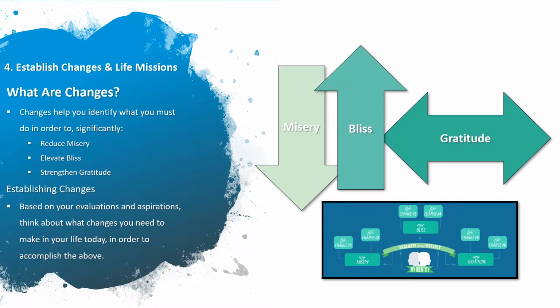So think about what changes you need to make in your life today in order to reduce the misery that you identified. What changes can you make in your life today in order to increase and elevate bliss that you've identified? What can you do? What changes can you implement in your life today in order to strengthen gratitude based on the list that you've identified? So think about misery, bliss, and gratitude, and think about the things that you can implement right now to reduce misery, increase bliss, and strengthen gratitude.